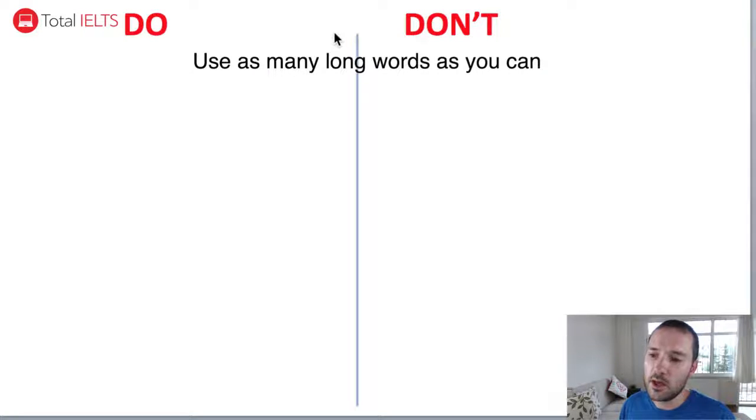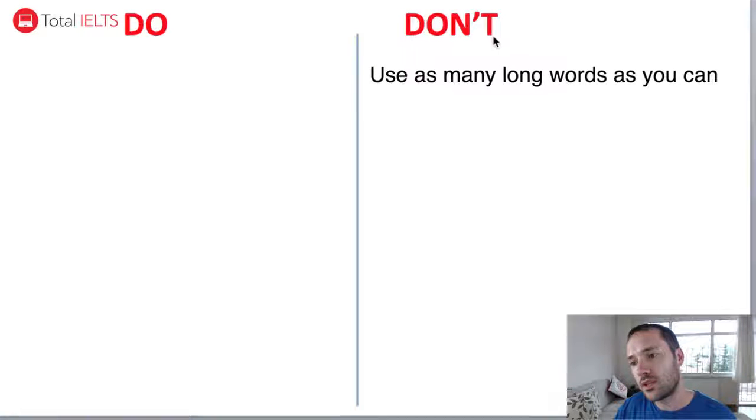A lot of people think that you should have long words. If you can use them, great, but the examiner does not count the number of letters. The examiner does not expect you to write like William Shakespeare. Use words that you know are correct. So I am going to put it as don't for the simple reason that it shouldn't be your priority. The length of a word is irrelevant.